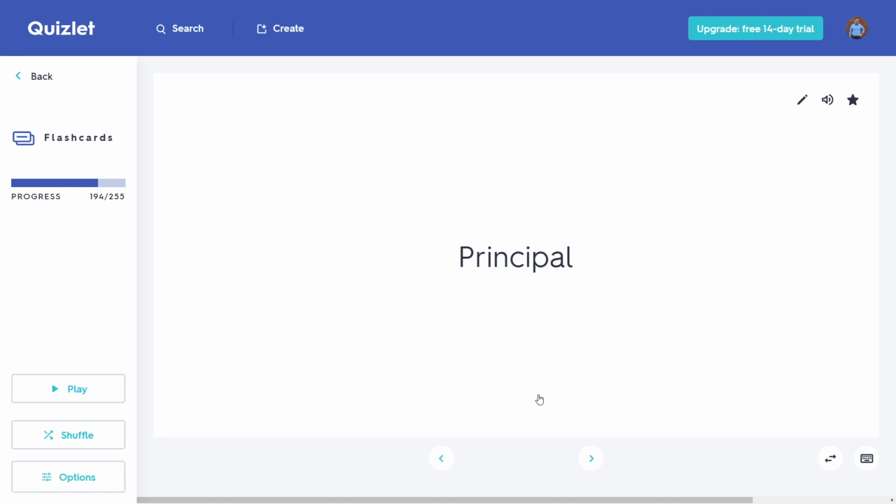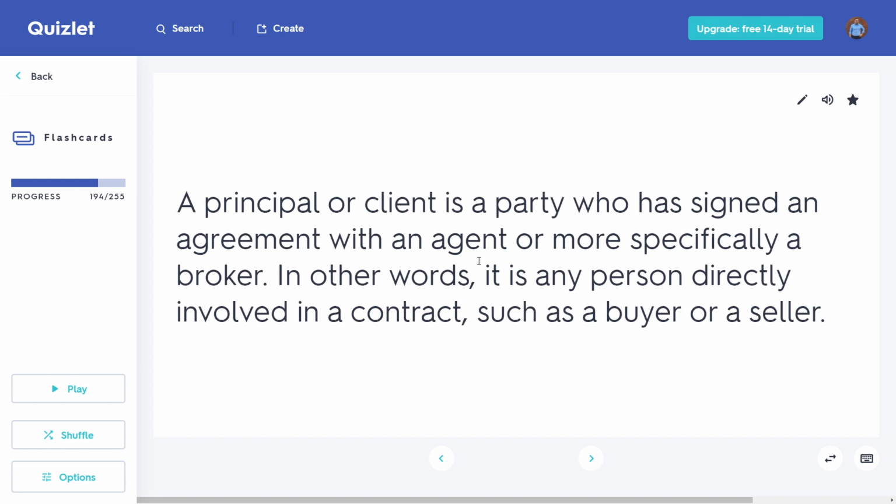Okay, so when we are thinking of principal, we are thinking of a party who signed an agreement with an agent, or more specifically, a broker. In other words, it is a person directly involved in a contract, such as a buyer or seller. So, yeah, the buyer and seller of a contract, they are going to be your principal or your client. They signed an agreement with you or your broker.